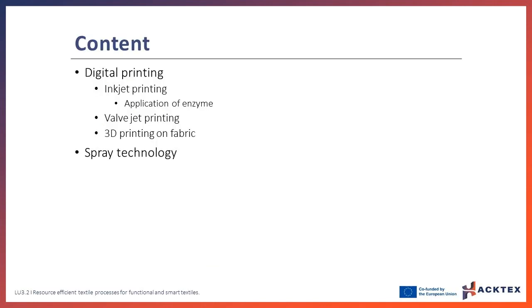The content of the lesson is as below: digital printing including inkjet printing, and as an example of applying the technology, inkjet printing of enzymes is introduced. Valve jet printing and 3D printing on fabric are two more digital techniques which are discussed. The last digital technology is spraying that can be used both for dyeing and functionalization of the fabrics.